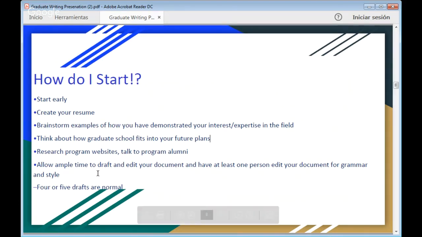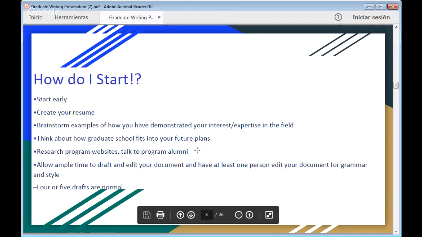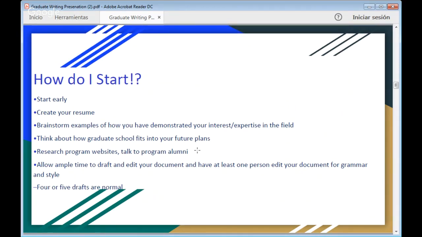The next point, research program websites, talk to program alumni. This is just a good way for you yourself to recognize what it is about that program that really attracts you, or if this program is a good fit. These are all good things that you would be able to add to your essay in that event as well.